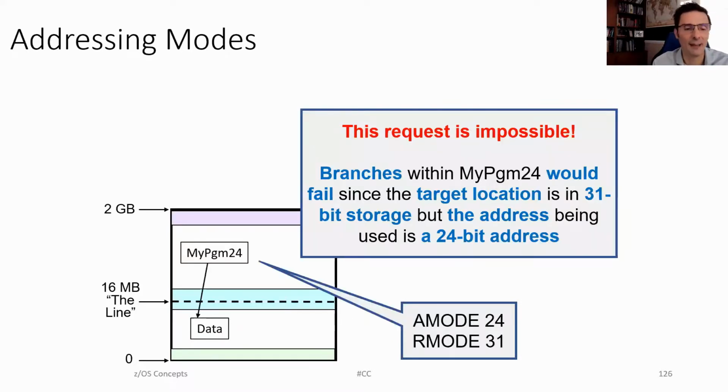But this one is impossible. I can't have something where the R mode is greater than the A mode. And why is that? Because of branches within my program. Imagine I'm branching to the next instruction. I'm only allowing A mode 24, but my next instruction in my program is actually above the line, requiring more than 24 bits to be able to access it. And so you're not going to be able to even branch to the next line in your program if you were A mode 24 and R mode 31. So this is not possible.